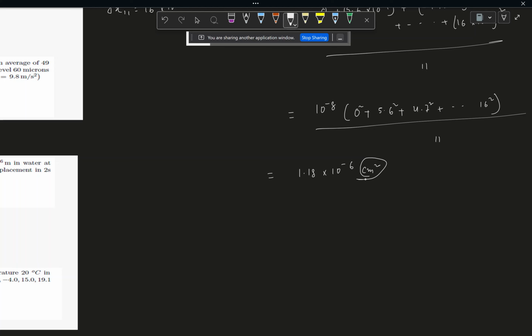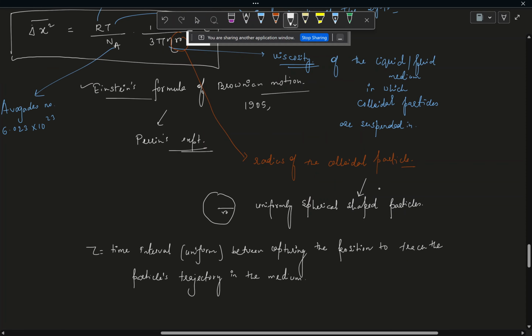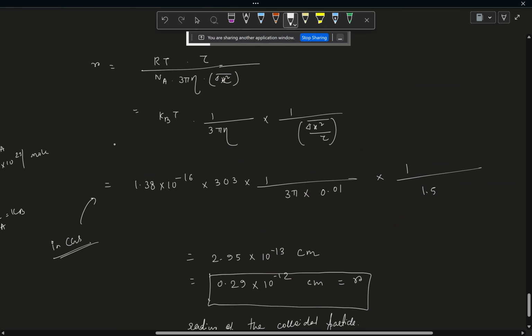Why is centimeter squared the unit? Because this is just delta x squared mean. This is x squared, right? So there will be a centimeter squared unit. And you have calculated it from the data that is given to you in question number 2. Now once you have this information, you can directly use the same formula that you used for this equation for this question, and you will get the R value.